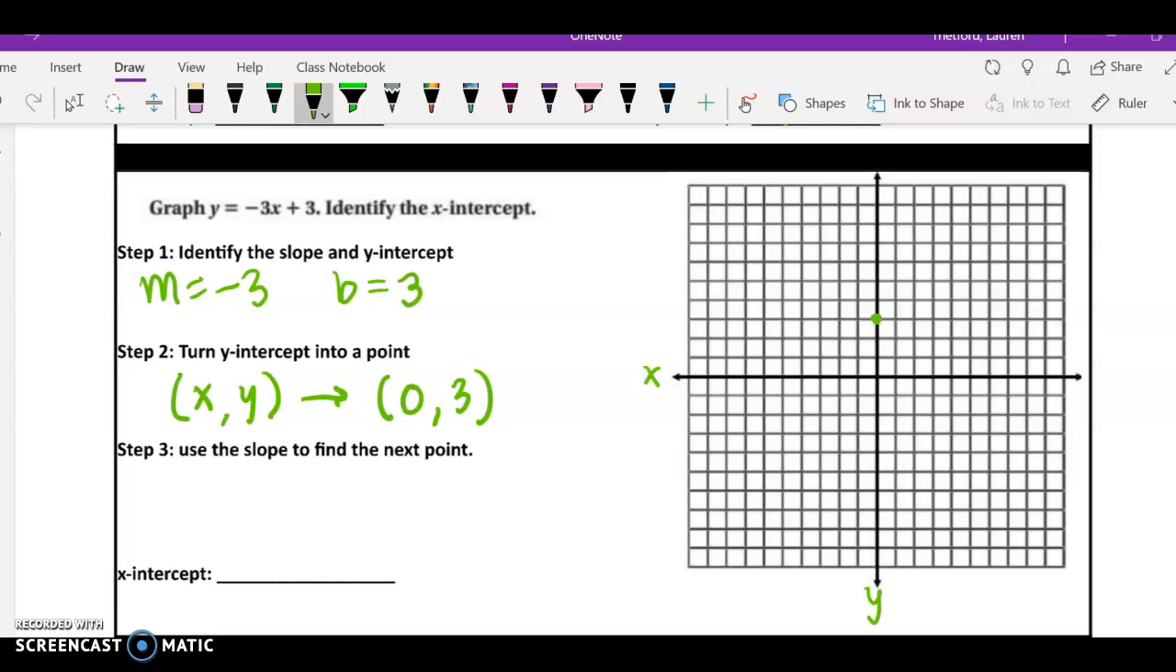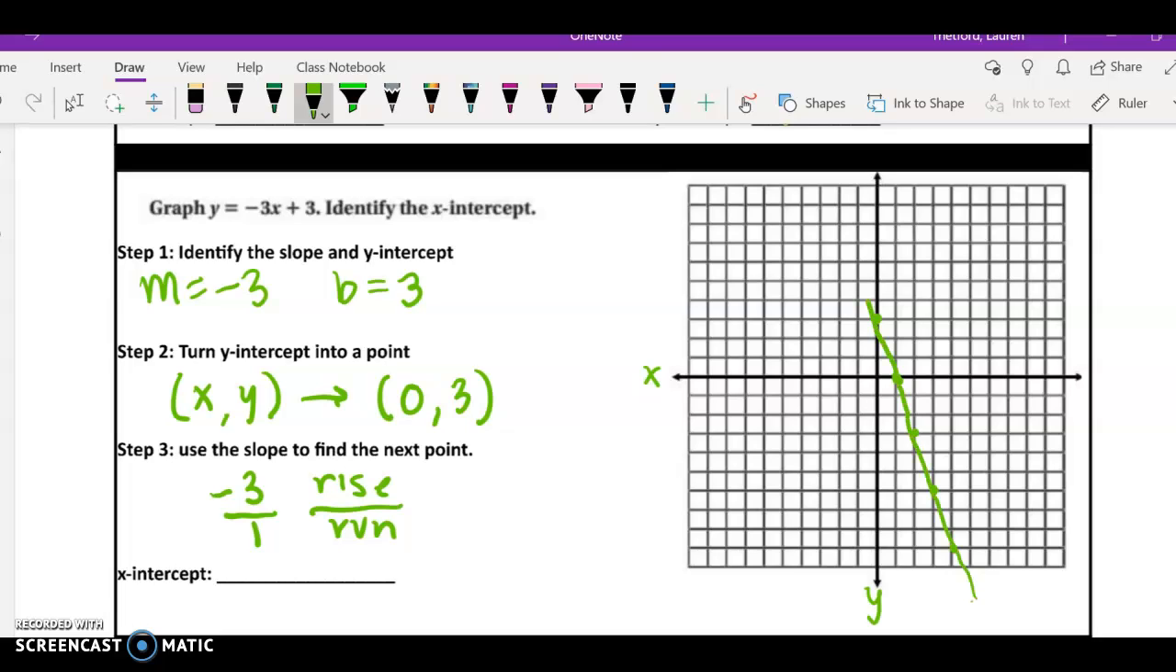So now that we have that (0, 3), we can use the slope to go to our next point. So our slope is always written as a fraction. So we have -3, but remember any whole number can be written over a 1. So this is our rise over our run, which means that I go down 3 over 1. So I'm going to go down 3, 1, 2, 3 over 1, and that brings us to our next point. And I can continue doing this across my axis, and then I can draw that line.